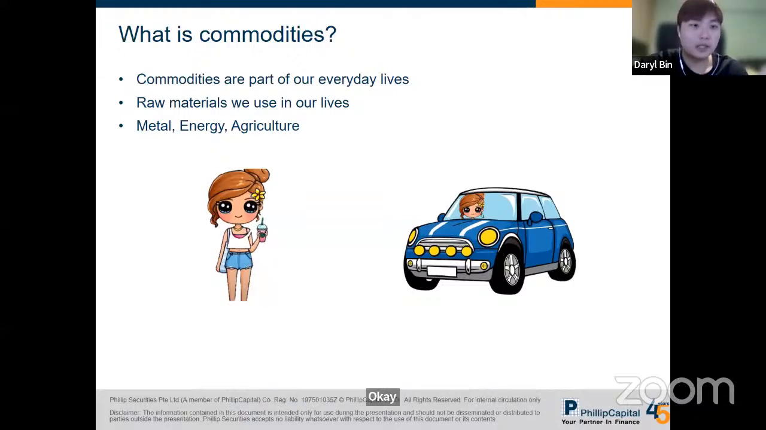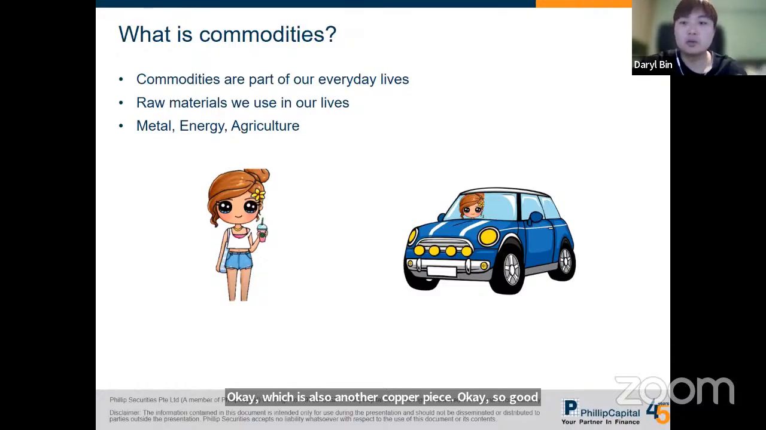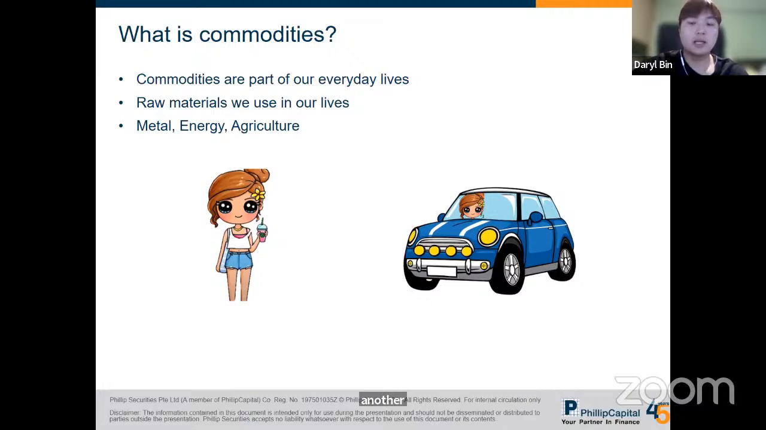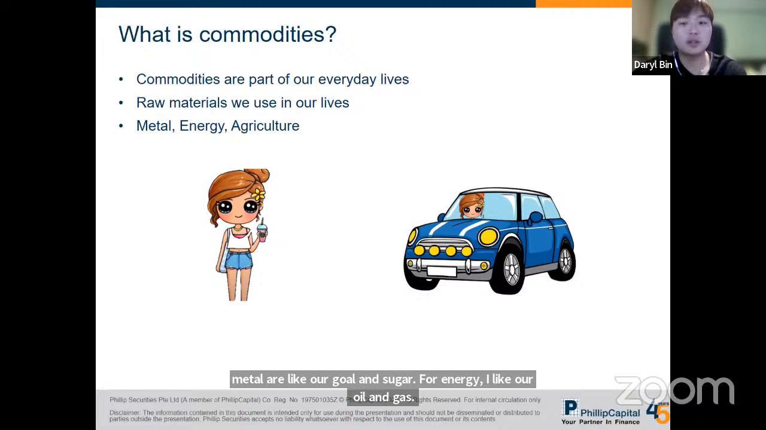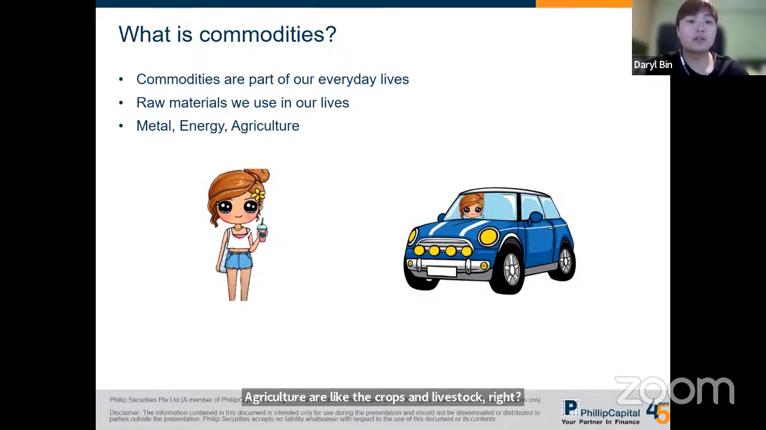Girl being girl, she likes to dress up and buy jewelry, gold and silver, and these are also commodities. When she goes shopping, she will either drive or take public transport, and these are operated by oil, which is also a commodity. So in short, commodities are segregated into three different sectors: metal, energy, and agriculture. Metal is like our gold and silver. Energy is like our oil and gas. Agriculture is like the crops and livestock that they raise and harvest to provide food.